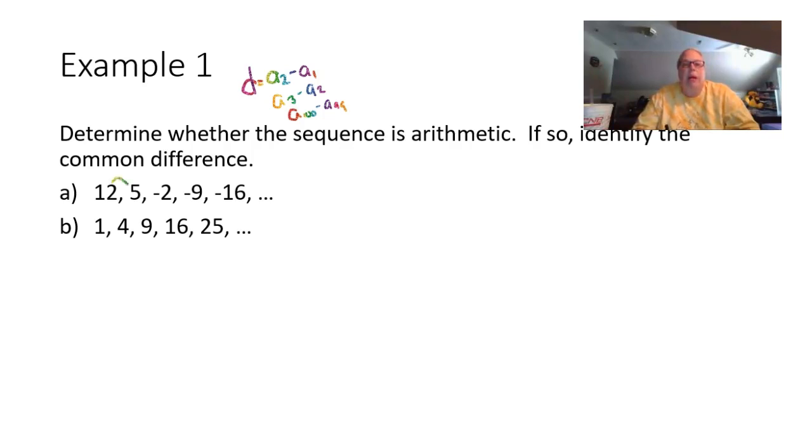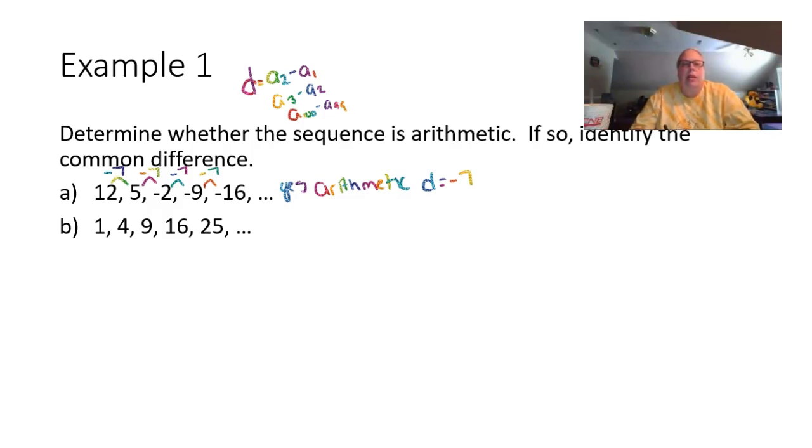So 5 minus 12 will give us negative 7. Negative 2 minus 5 will also give us negative 7. Negative 9 minus negative 2 will also give us negative 7. And we got one more to check. Negative 16 minus negative 9 will give us negative 7. So this one looks like, yes, it is arithmetic. And we can see that D is going to be equal to negative 7 because we would be adding negative 7 every time we get to the next term.